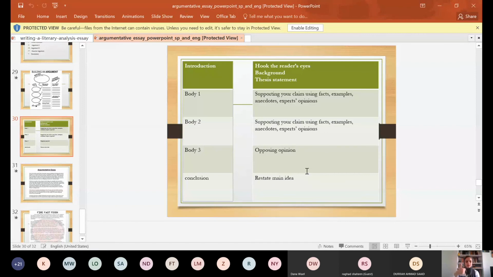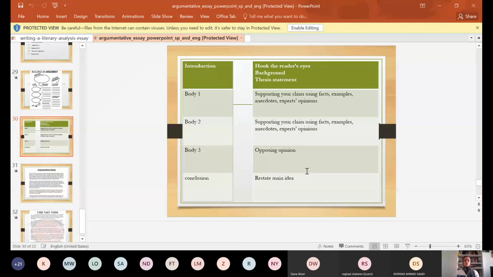Introduction: I hook the reader's eyes, I give a background about the topic, I mention the thesis statement. Then I move to the bodies. Body 1, body 2, body 3. What do I do in these bodies, teacher? In the first body and the second body, I support the thesis statement. How can I support it? By mentioning examples, experts' opinions, facts, anecdotes, which are examples that happen to people.